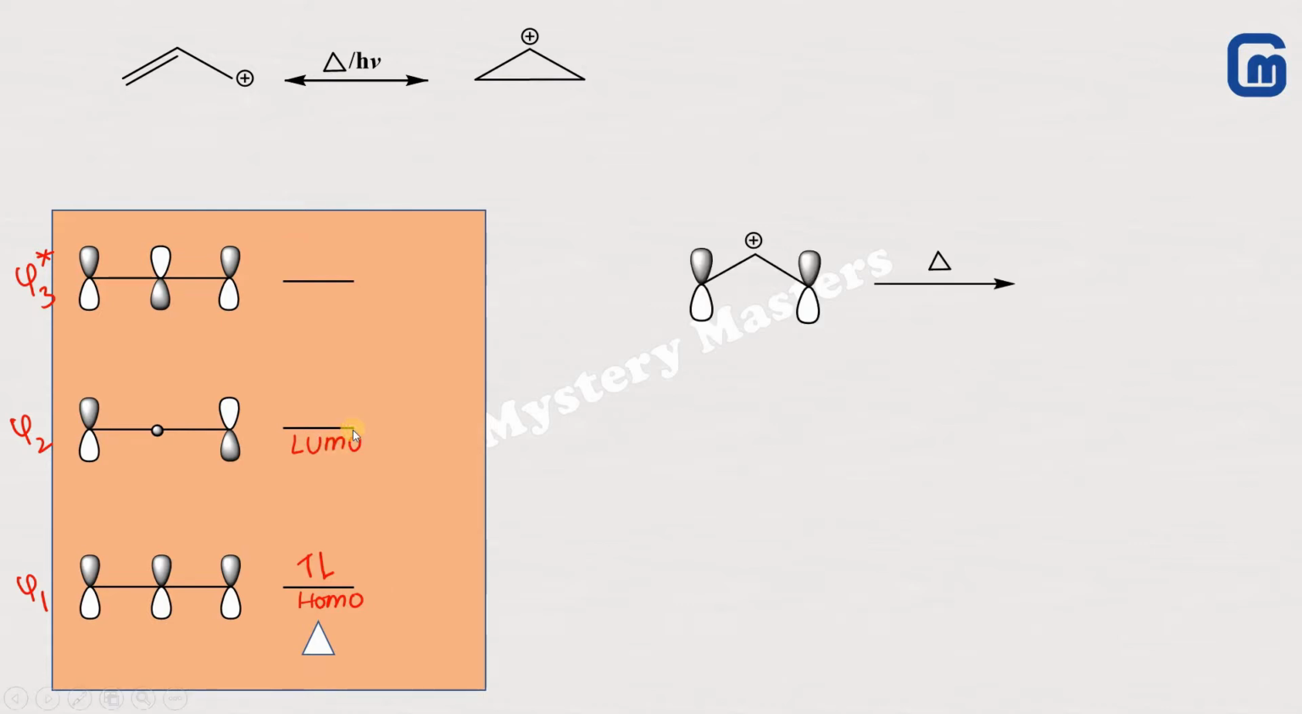So here if you talk about the ring closing, we will be taking this system. So here what is happening, the two orbitals which are shown here will be resembling the molecular orbital which is the highest occupied molecular orbital, that is your HOMO. So here psi1 is our HOMO.